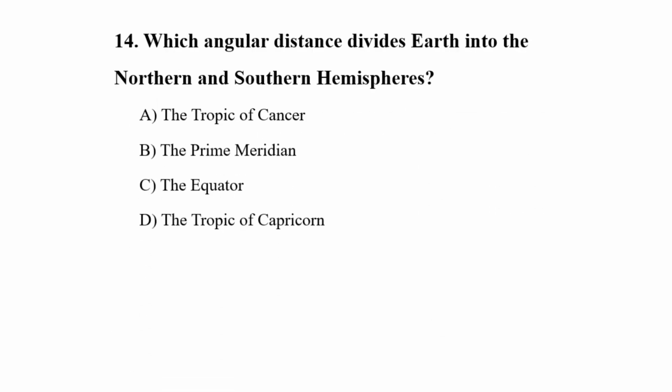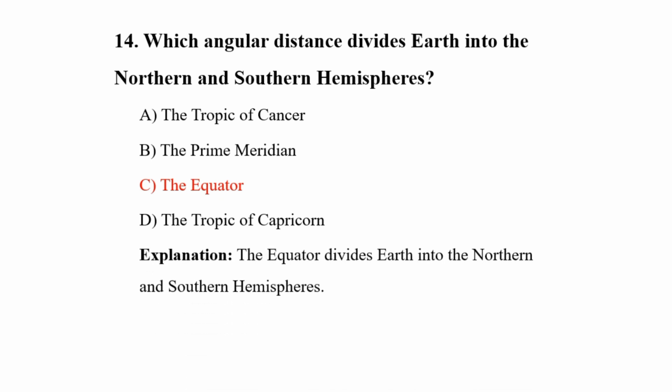Question number 14. Which angular distance divides Earth into the northern and southern hemispheres? A. The Tropic of Cancer. B. The prime meridian. C. The equator. D. The Tropic of Capricorn. The answer will be the equator. The equator divides Earth into the northern and southern hemispheres.